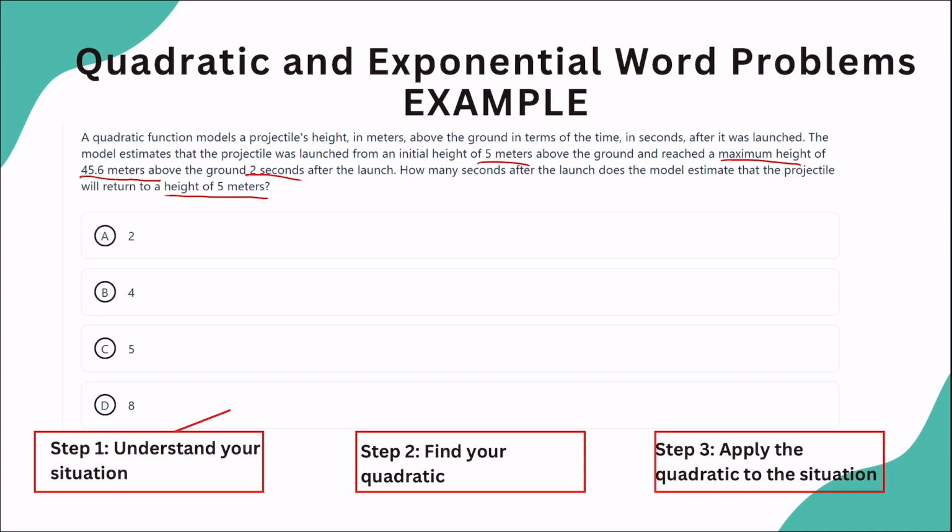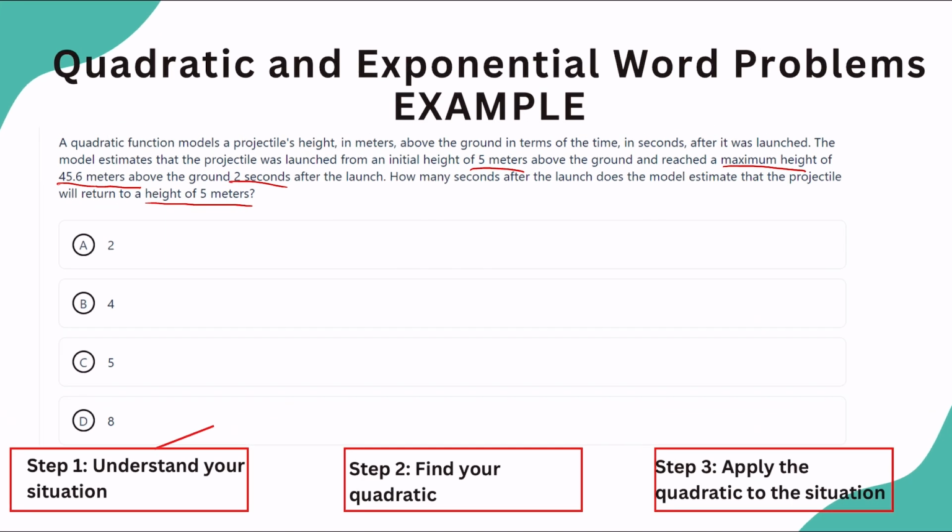Okay, so let's understand our situation. So we have a quadratic function that's modeling a projectile's height in meters, and the projectile was launched from an initial height of 5 meters. And then it reached its maximum of 45.6 meters after 2 seconds. It's asking us how many seconds is it going to take for the projectile to return to a height of 5 meters. So I'm just going to draw a little bit about what I think the situation looks like.